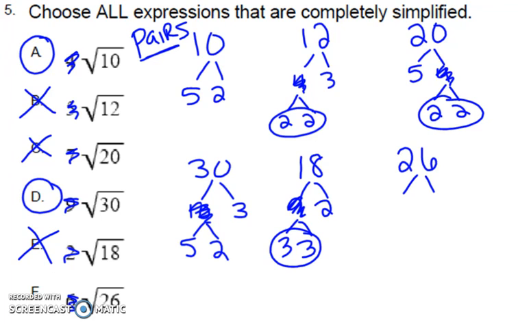My last one, 26, I have 13 and 2. Well, 13 doesn't break any farther. And I don't have any pairs, even though it broke down into the numbers. None of them are the same. So F is also simplified. Make sure you're checking all your numbers when it comes to these check all problems.